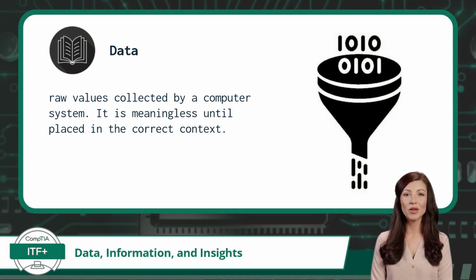For this exam topic, we will need to distinguish between the definitions data, information, and insights. Data is raw values collected by a computer system. It is meaningless until placed in the correct context. For an example of this topic, I will start with the data value of 100. Without context, this 100 could be anything.